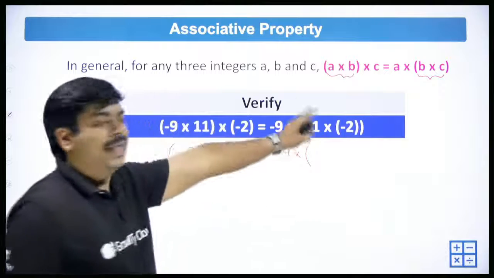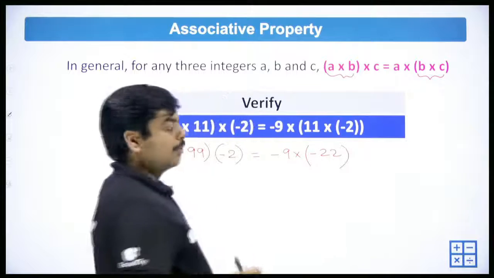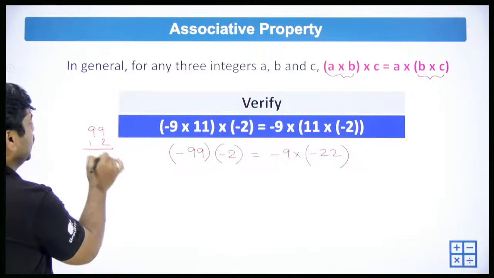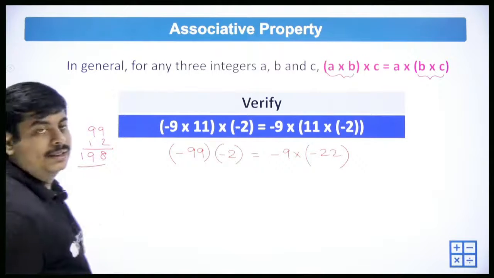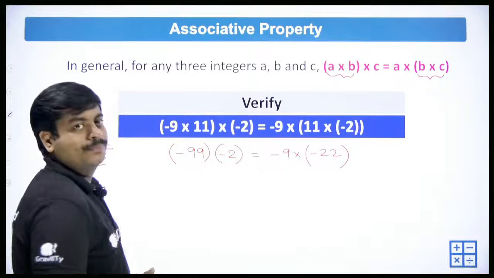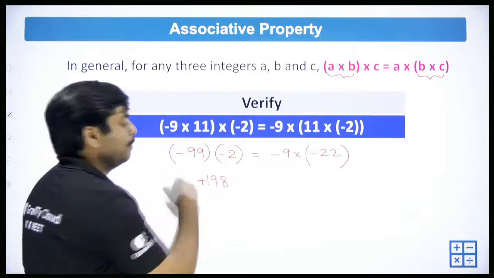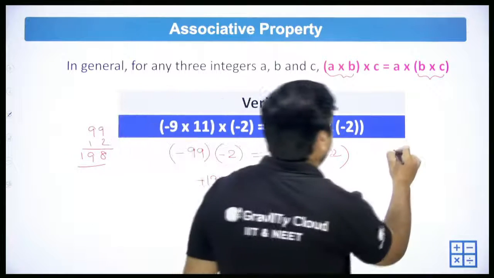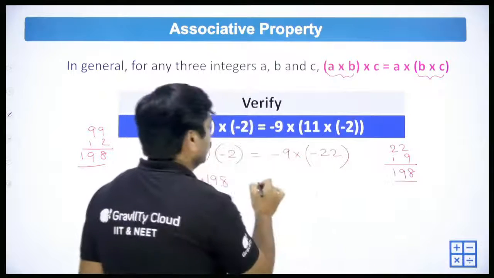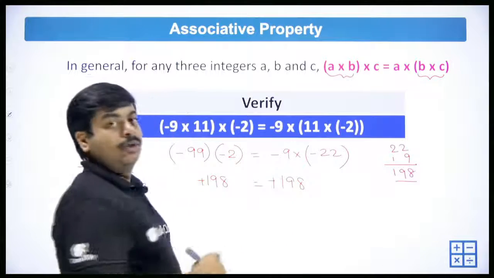The first one is 11 into minus 2. 11 twos are 22 with negative, minus 22. Now, 99 into 2. What is 99 into 2? 9 twos are 18, 9 twos are 18, so 198. Correct, 99 into 2 is 198. So negative into negative is positive, so it becomes plus 198. And this one, 22 into 9. 9 twos are 18 and 18, so this is also equal to 198, with negative into negative again positive. So these two are equal.